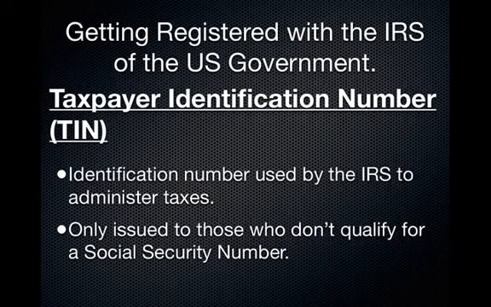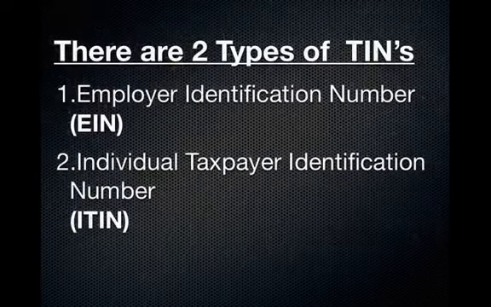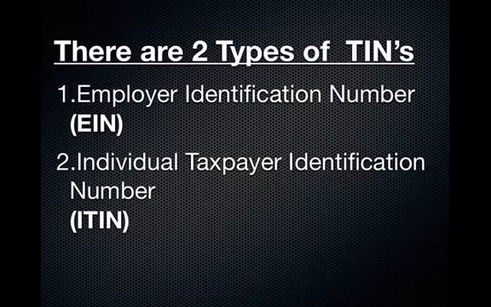But for people that are not U.S. citizens, there are other types of taxpayer identification numbers. The only people that would receive Social Security numbers are individuals that qualify as U.S. citizens. Those that are not can qualify for other types of taxpayer identification. Now, there are two that we would focus on primarily for foreign investors, such as Canadians. The first one is an employer identification number, or an EIN. The second is an individual taxpayer identification number, or an ITIN.